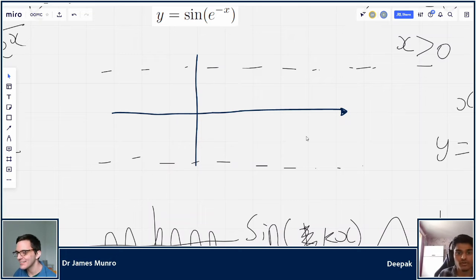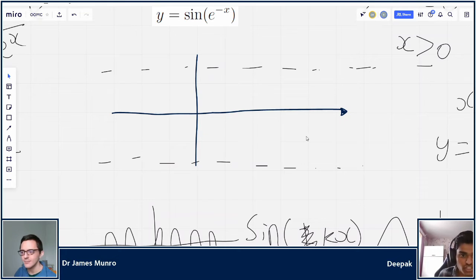So sine of 1, we know 1 is between pi by 4 and pi by 2, since pi by 2 is about 1.5. So it's bigger than root 2 over 2, but less than 1. Root 2 is about 1.4, divided by 2 is about 0.7. So it's definitely bigger than 0.7. So quite big, quite big.